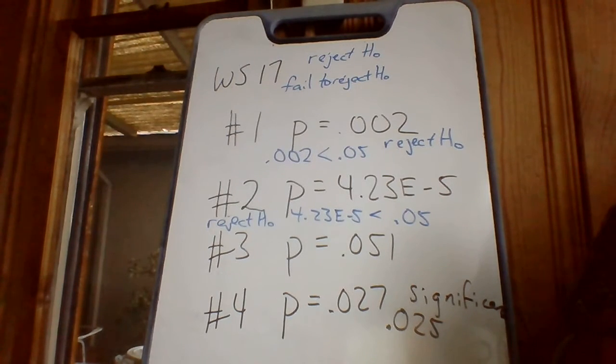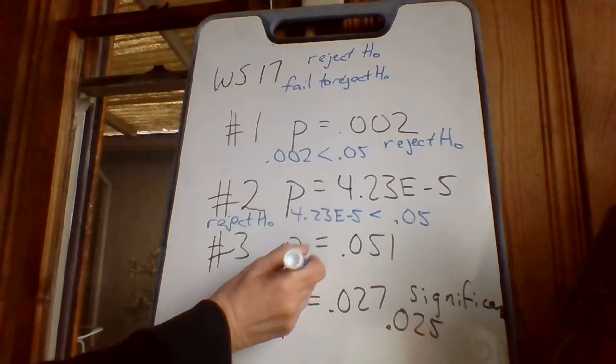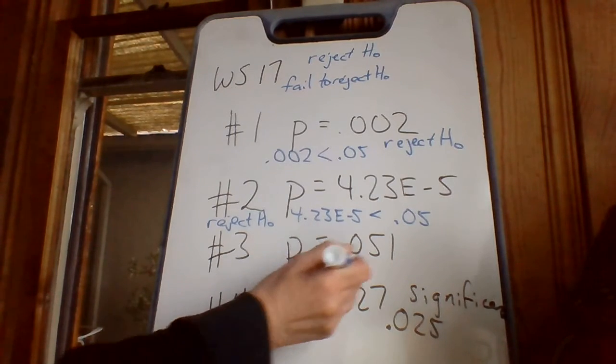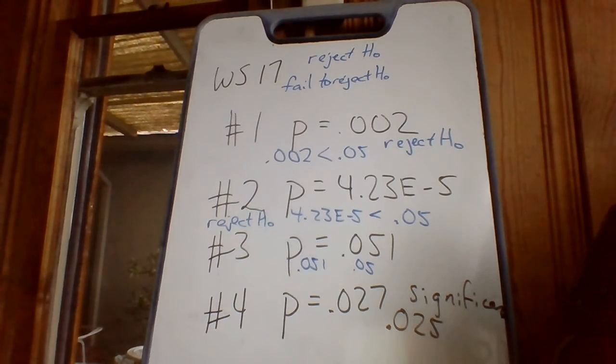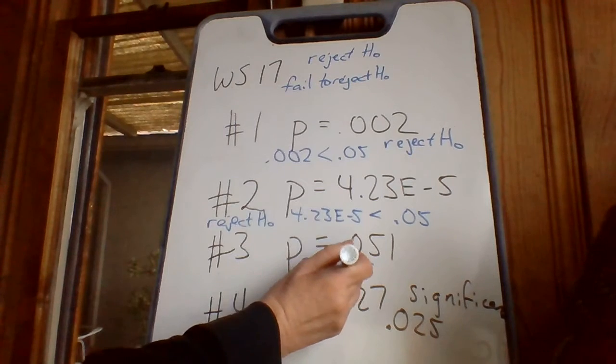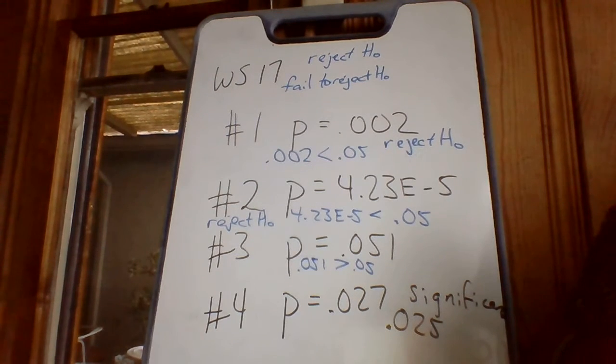Okay, and then the third one, 0.051 compared to 0.05. All right, well, that's greater than. It's only a little bit greater than, but it's greater than. They have a 5.1% chance of knowing what they're talking about.